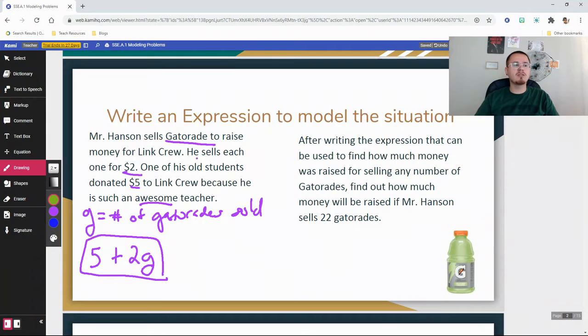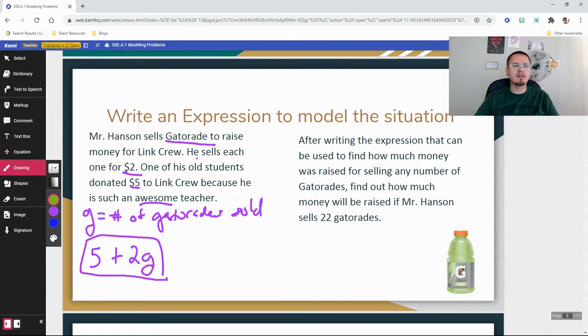Now, here's what you got to make sure you're aware of, how to read that. This 5 is a constant. That means we're going to have $5 no matter what. I could sell 0 Gatorades and still make $5. And this is 2 times G. That 2 is the coefficient. And it's $2 per Gatorade. That per is key. That per tells you that for every Gatorade sold, you're going to make $2. Please try to get this drilled in your brains. We're going to need this a lot.